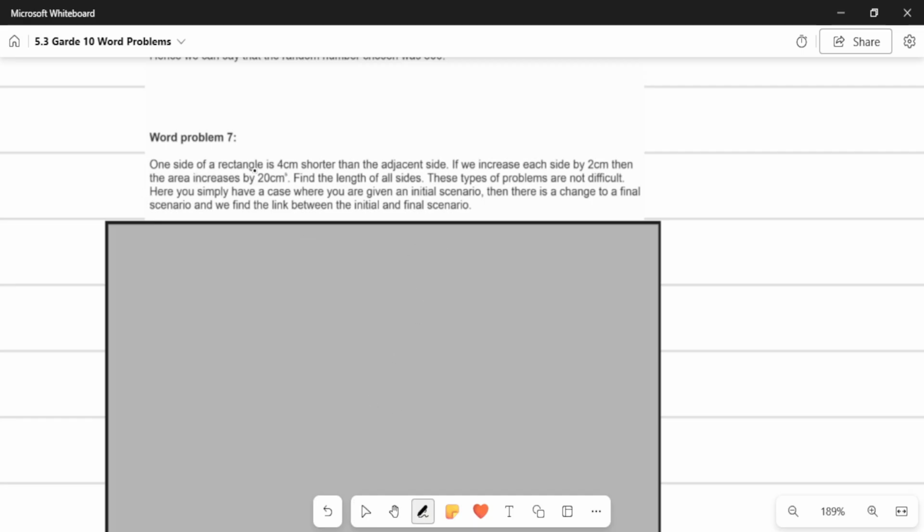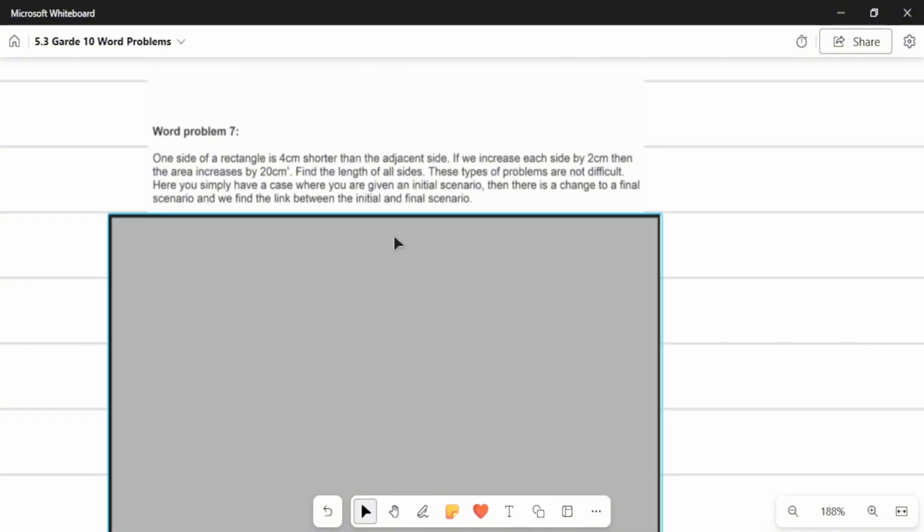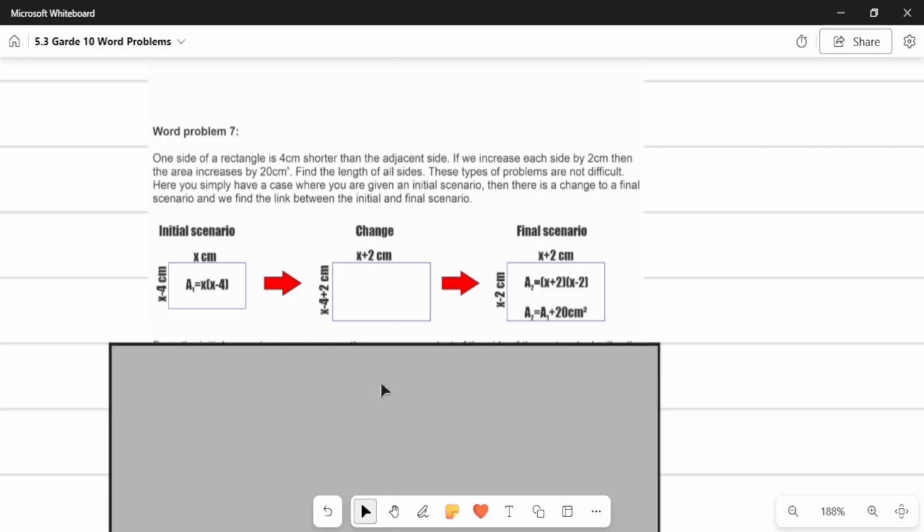One side of a rectangle is 4 centimeters shorter than the adjacent side. If we increase each side by 2 centimeters, then the area increases by 20 centimeters squared. Find the length of all of the sides. These types of problems are not difficult. Here you simply have a case where you're given an initial scenario, then there's a change to a final scenario, and there's a link between the initial and final scenario. So let's draw this out.